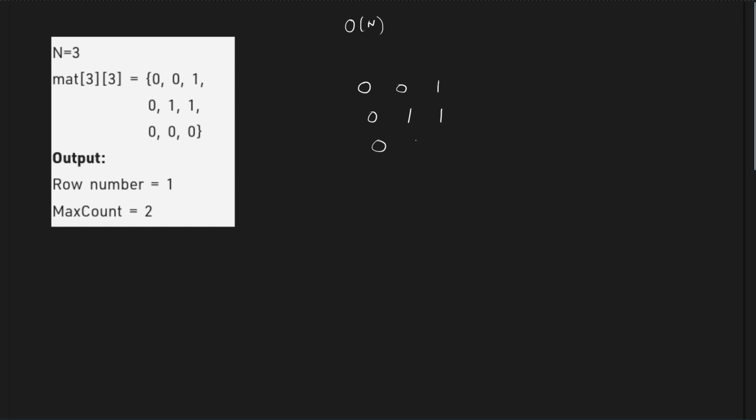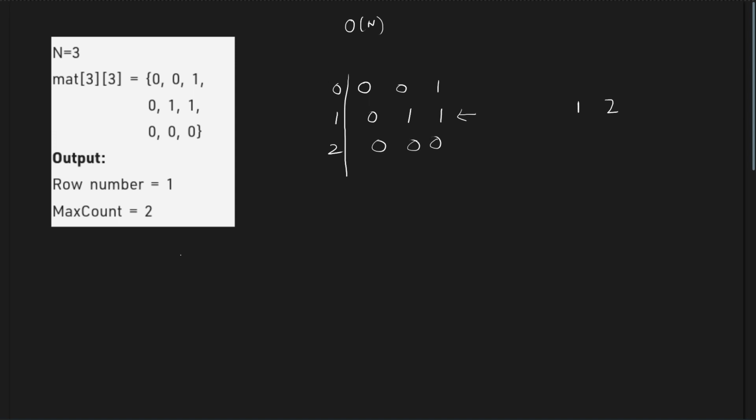It might be apparent, the answer is pretty simple. This is row number 0, this is row number 1, this is row number 2, and since this row has the maximum number of ones, we will output the row number as well as the number of ones, that is 2 in this case. So this will be the answer for this test case.